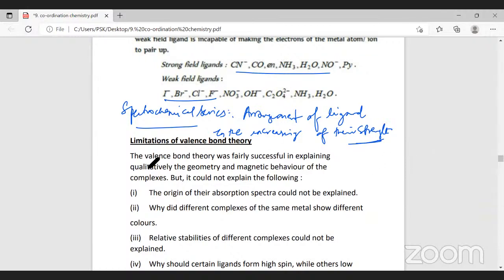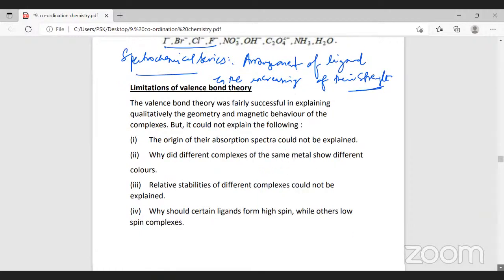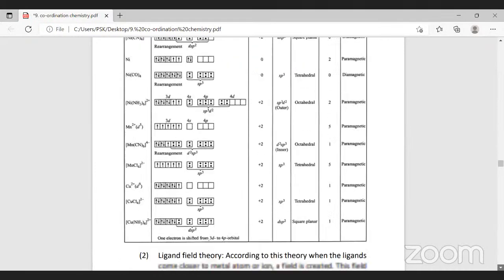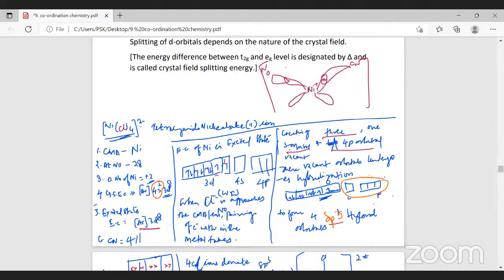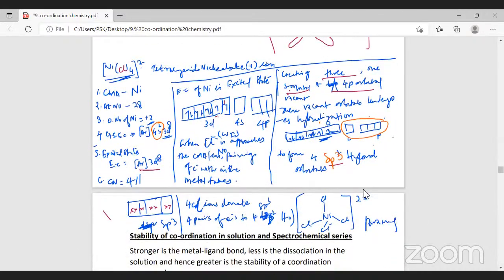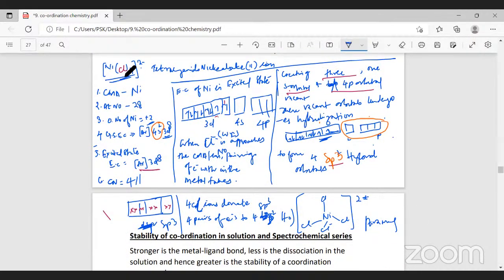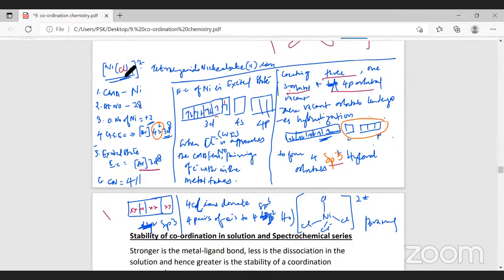Now, what are the limitations of valence bond theory? Now, we spoke about valence bond theory. I talked about a few of the molecules. Yesterday we spoke about two molecules, a cobalt complex and a nickel complex. Did I tell anything regarding the color of the complex? No, sir. So that means valence bond theory fails to explain the color of the complex.